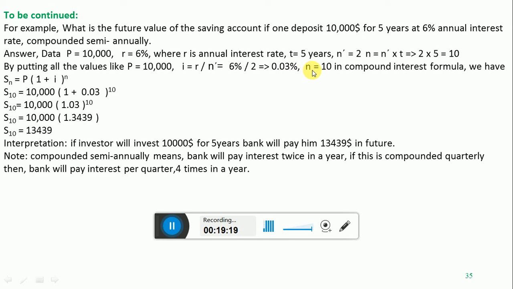The total number of compounding periods is 10. The bank will pay interest 2 times in a year, and the number of years is 5, so 2 multiplied by 5, the bank will pay interest a total of 10 times to the investor. Put all these values in the compound interest formula. We have Sn is equal to P multiplied by (1 plus I) raised to the power n. N is very clear, that is 10. We substitute it here. P is very clear, $10,000.